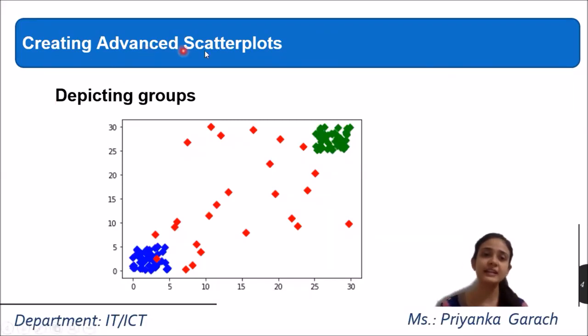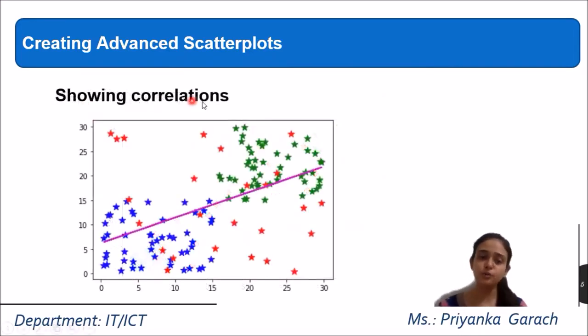You can also create the advanced scatter plot. So in this advanced scatter plot, you can predict the groups. So over here you can see that these are the scatter plots. It means your data point is marked with some symbol. So over here you can see that you have created the groups. You can see over here, this is the first group, this is the second group. So you can change the color of the group. So in this scatter plot, you can make the groups like this.